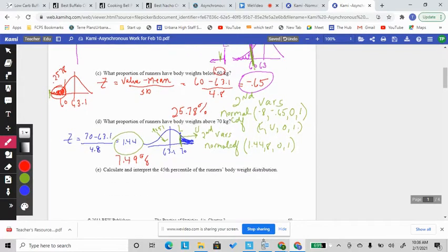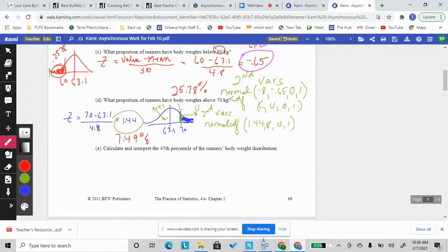All right, now let's talk about a backwards one. We're going to calculate and interpret the 45th percentile. These are what I call backwards. So we have a mean. Of 63.1, we want to know the boundary where 45% of the runners lie. If you hit here, then you are in the bottom 45% for weight. So always, when you're given the percent, do it to 4 decimal places if you're using the chart.